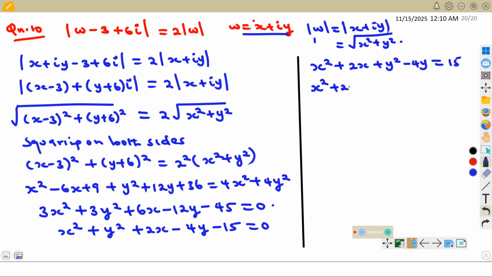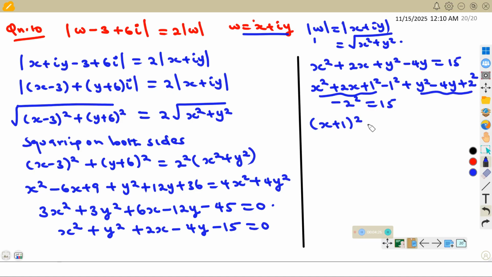This is the same as x squared plus 2x plus 1 squared minus 1 squared, then plus y squared minus 4y. Get the half of this, that is plus 2 squared, then minus 2 squared, which is equal to 15. This alone is the same as x plus 1 squared. This alone is the same as y minus 2 squared. And this will be equal to 15 plus 4 plus 1. So when I take this to the other side, I will get x plus 1 squared plus y minus 2 squared, which is equal to 20.